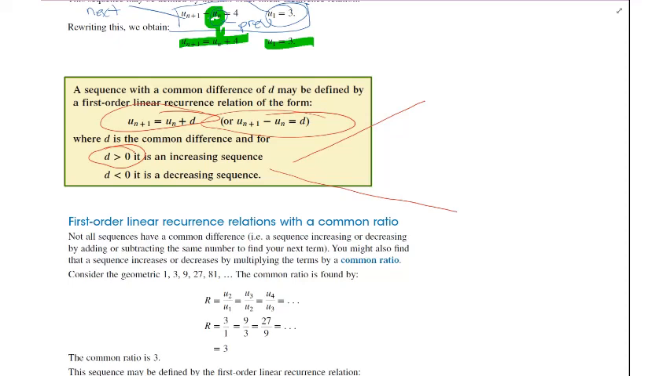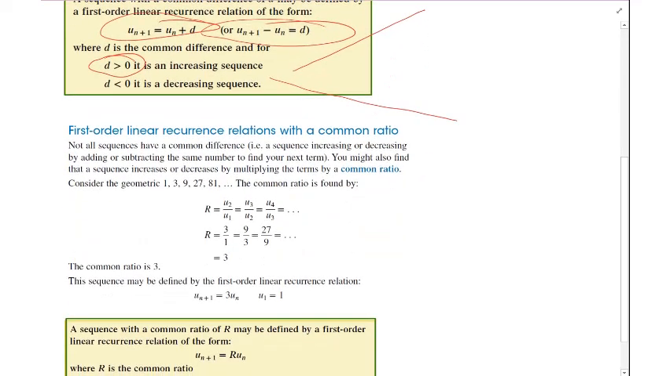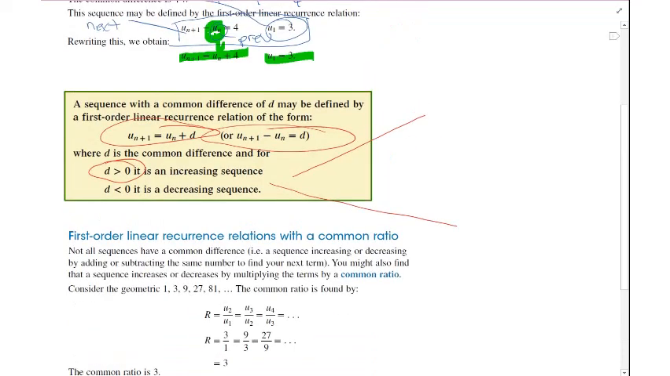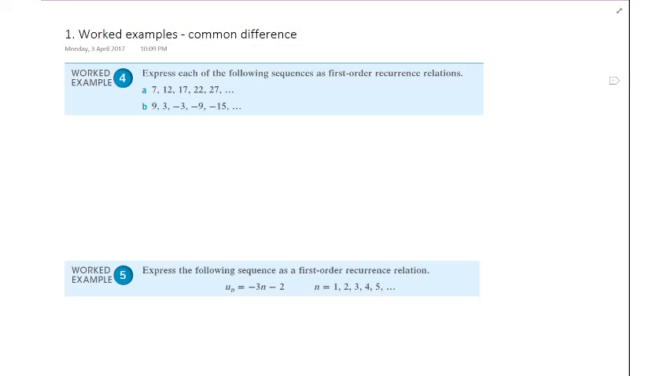Now, I'll go through worked examples with that first and then come back to the common ratio one. So here's a worked example that I've prepared earlier, so to speak. I've got a sample, and we want to work out what that sequence is in terms of a first order relation.